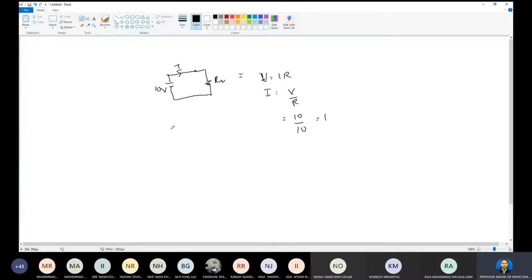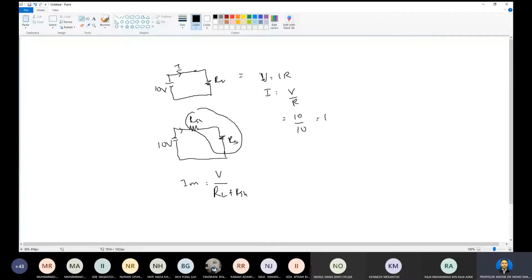For the second case, we put some R shine here, and then you have the RL. This one is RL, this one is R shine, with 10 volts. To calculate the current, same formula: Im is V over the total resistance. Because the resistances are in series, we just add RL plus R shine.